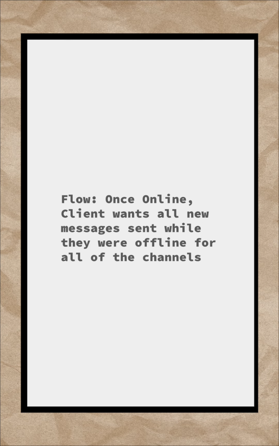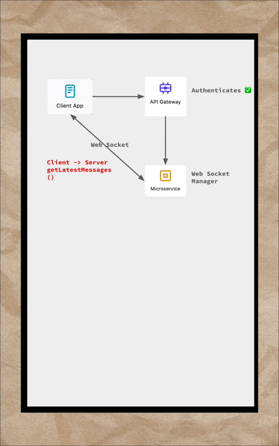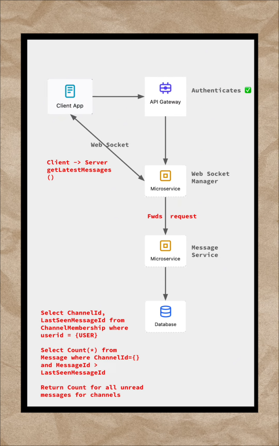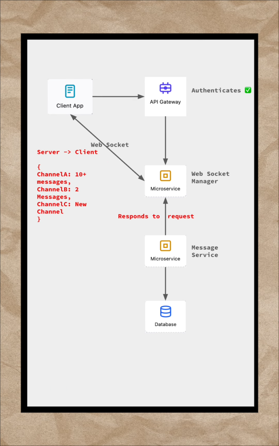Flow 2. Client wants to get all the messages sent when they were offline for all of the channels. Client sends a request. The message is forwarded to the message service. It looks up the database, gets the last seen message ID for all the channels the user is part of, gets a count of all the new messages, and returns the data back to the client. Client gets all of the updates.